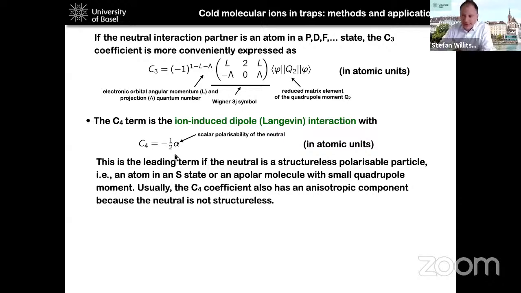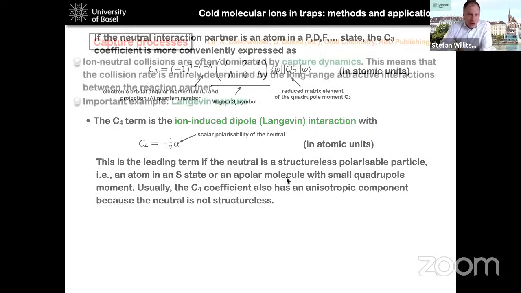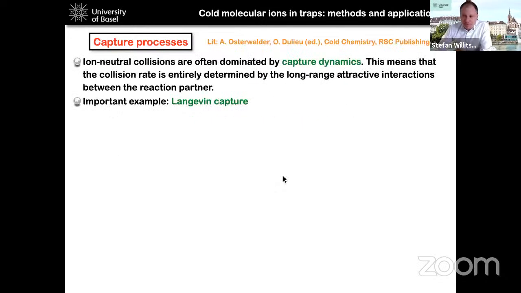I should also add that usually the C4 term also contains an anisotropic component, because nothing is really perfectly structureless. But this is certainly the leading term, and this is the one that we will be considering henceforth. Okay, so I said ion-neutral interactions can very often just be understood in terms of this long range interaction.